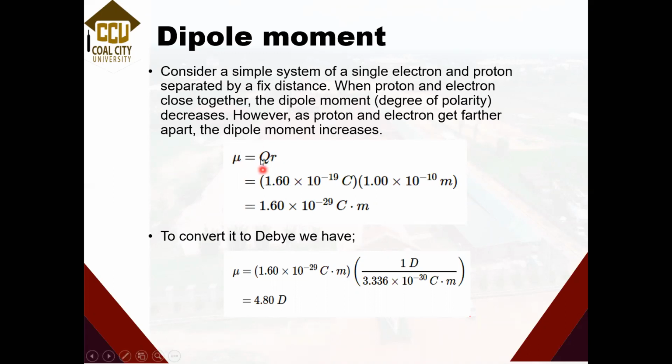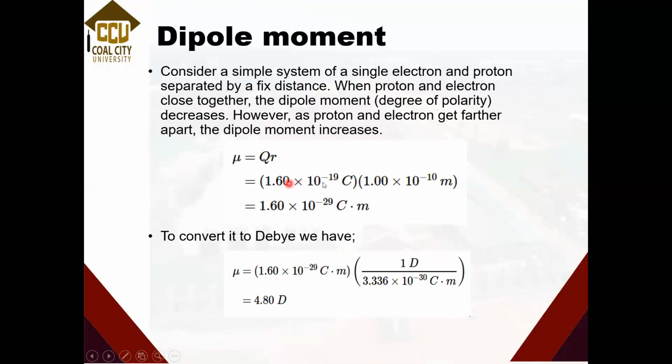You can calculate the dipole moment for protons and electrons. The value 1.60 times 10 to the minus 19 coulomb is the charge of an electron. You don't need to memorize that. That's where I got this value from. Then if they have a fixed distance apart, let's take that distance between them to be 1 Angstrom. Don't forget that 1 Angstrom is the same thing as 1 times 10 raised to the power minus 10 meters.